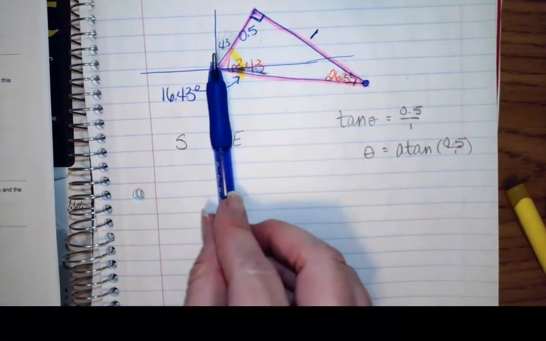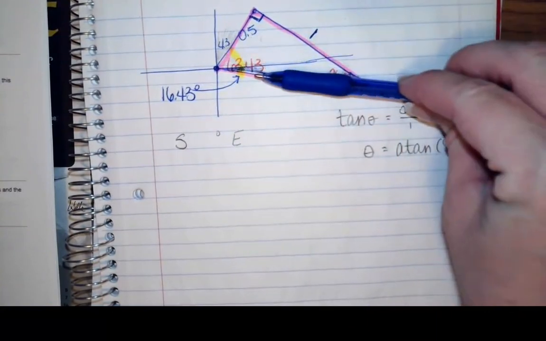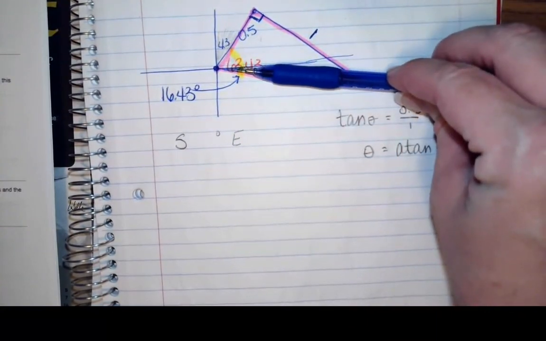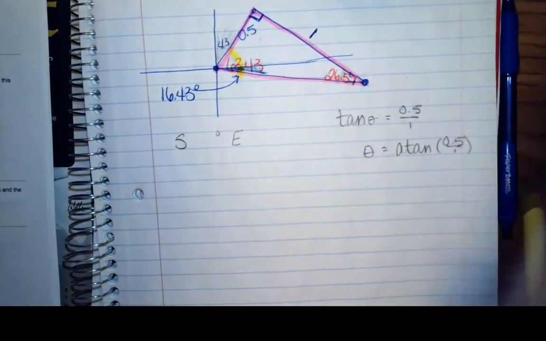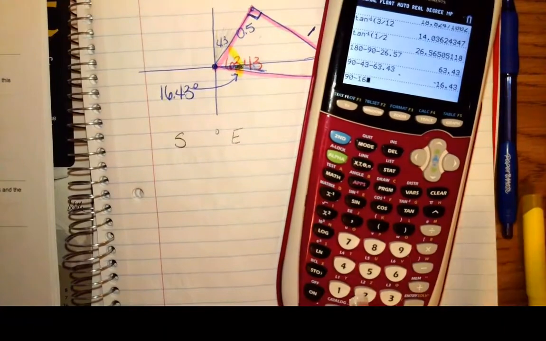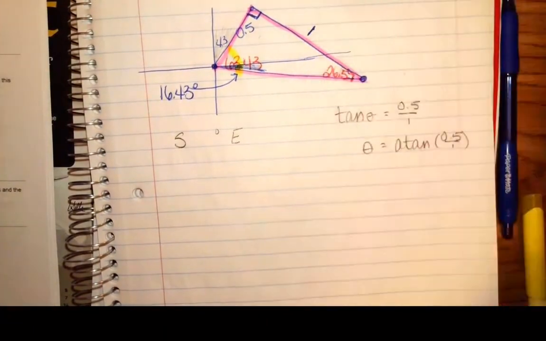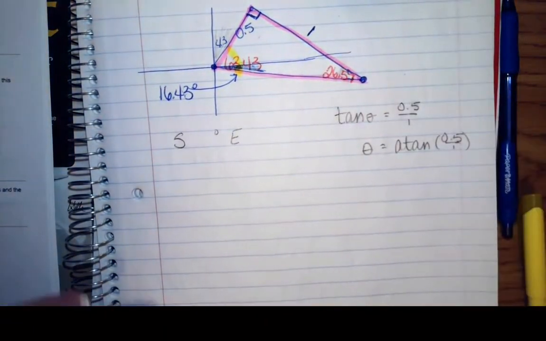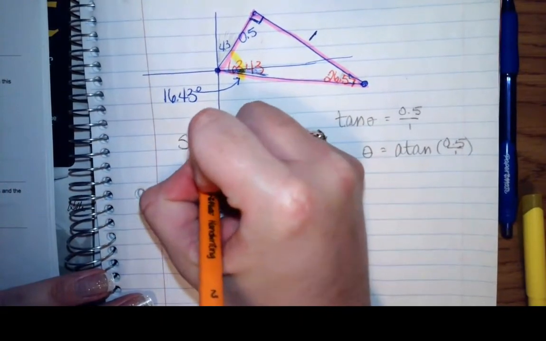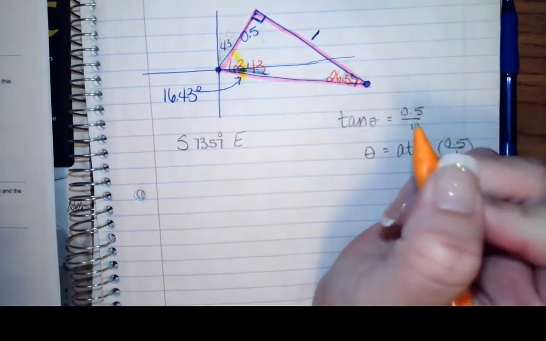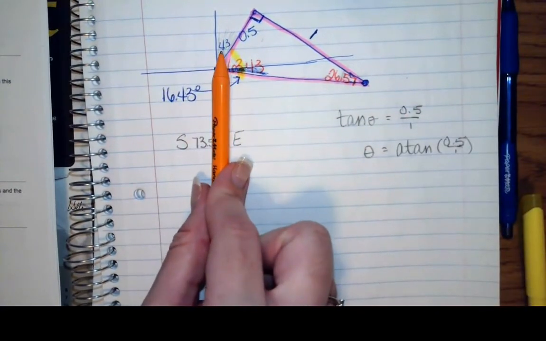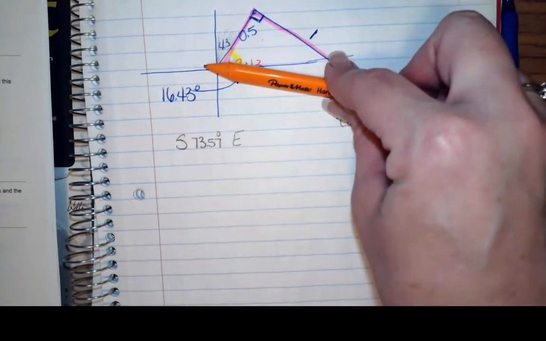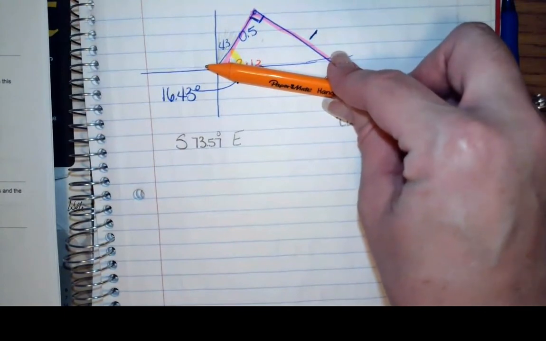Okay, I know that this part of the 90 degree angle is 16.43. I need to know how far I swung over. So 90 minus 16.43 gives me 73.57. So I went south 73.57 degrees east. So I started south, and I swung over 73.57 degrees towards the east.